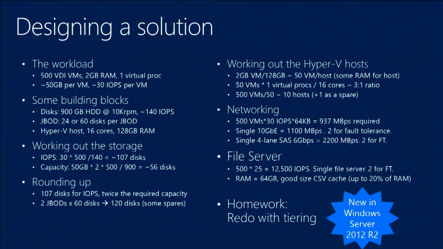per VM. And you can ask all kinds of questions there, like, oh, Jose, I think 2 gig is too much. I think 30 IOPS is too little. My VMs are all 40 gig, not 50 gig. Just adjust for your workload.